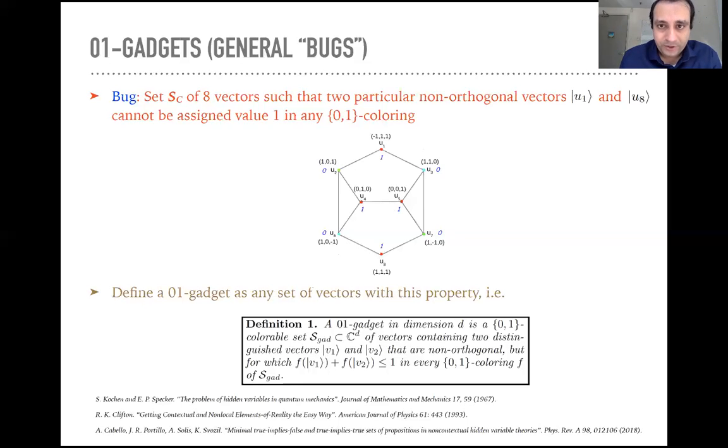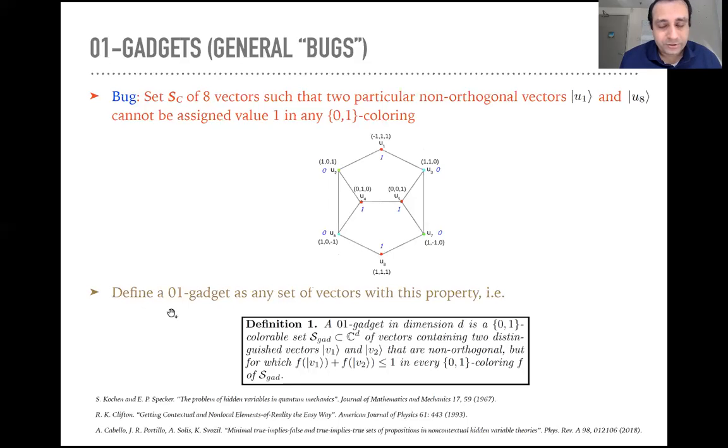So the crucial point is that there are these two vectors, u1 and u8, that are not on their own orthogonal. So the Kochen-Specker rules themselves do not forbid you from assigning any values to u1 and u8. But the structure of the graph is such that you cannot assign value 1 to both of these, meaning that if you do, then the Kochen-Specker rules lead you to a contradiction.